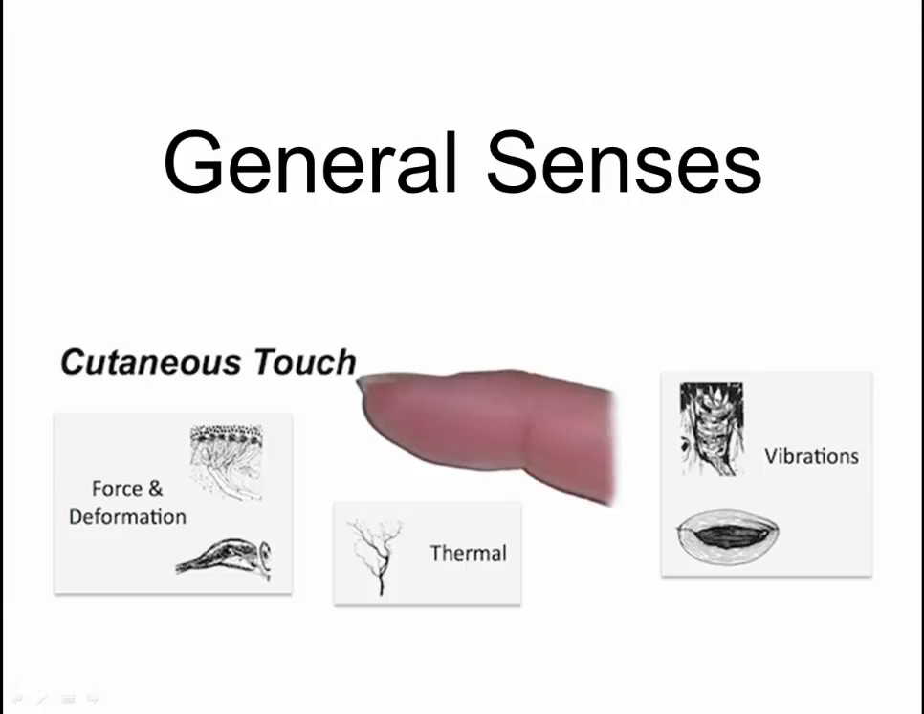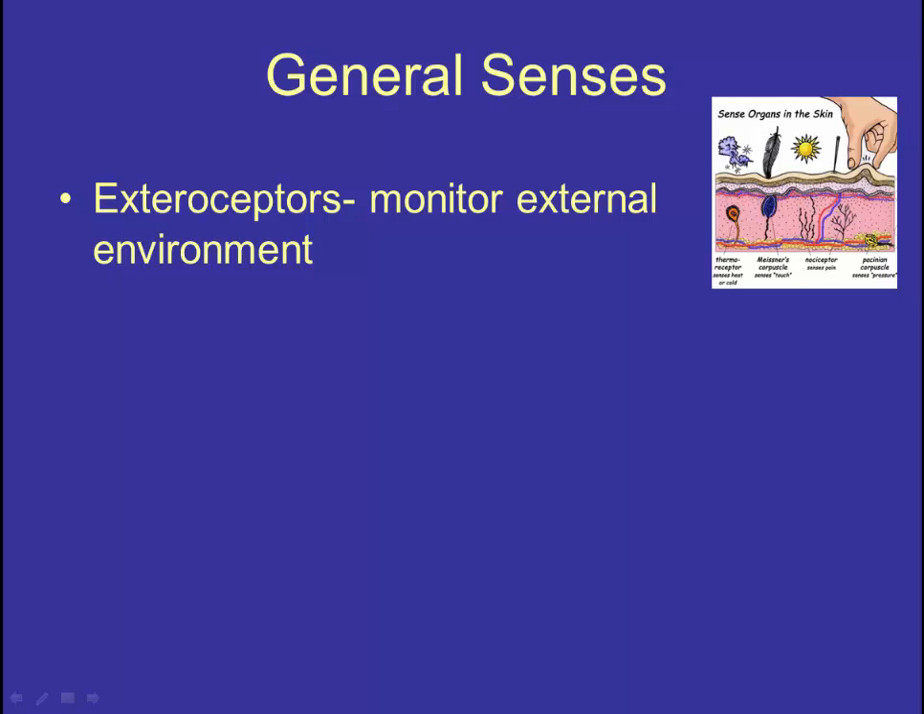In this video, we will look at the general senses. Let's start by defining different types of receptors. The group of exteroceptors monitor your external environment.